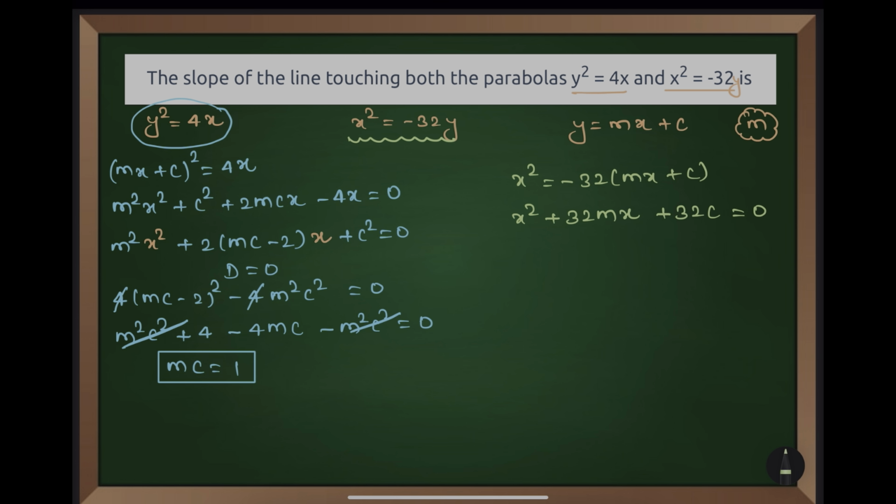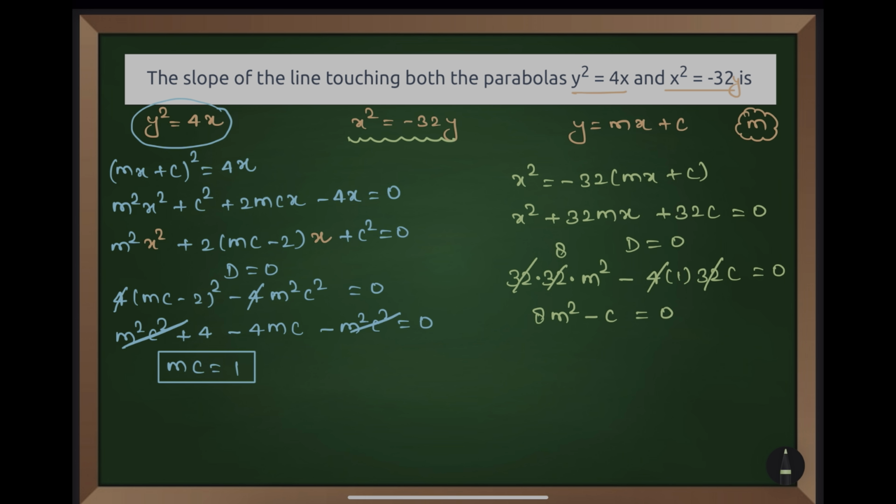Is that okay? Now let's simplify, because you got quadratic in x and it is tangent, so D should be 0. So I'll go with b square minus 4ac. So it is 32 m square minus 4 into 32c. Okay, now can I divide both sides by 32? Yes. Can I divide both sides by 4? Yes. So can I write 8m square minus c is equal to 0?